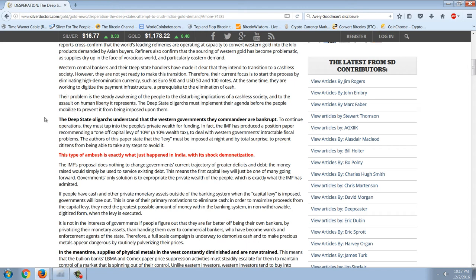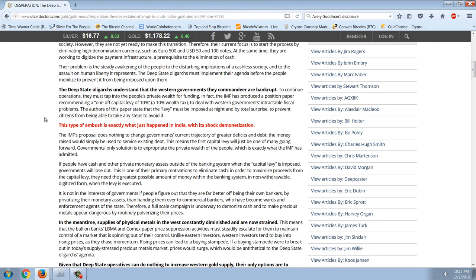And that's right, those are very disturbing implications. Anybody who's interested in freedom should fight against the cashless society with everything they have, and against the assault on human liberty that it represents. The deep state oligarchs must implement their agenda before the people mobilize to prevent it from being imposed upon them.